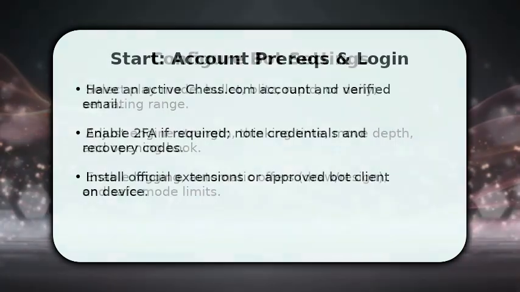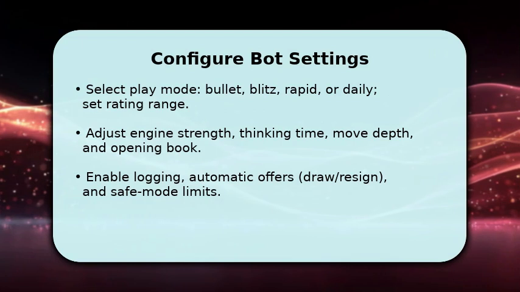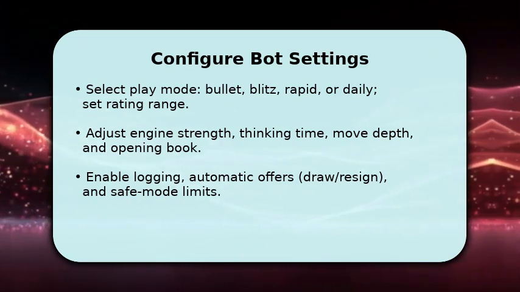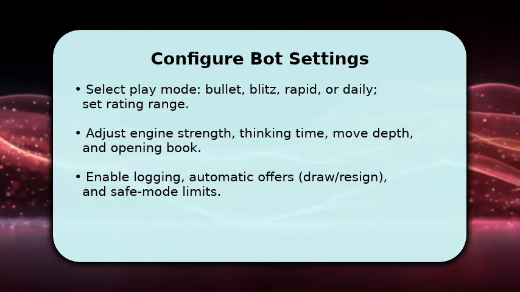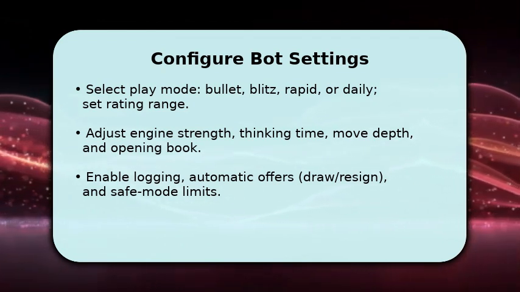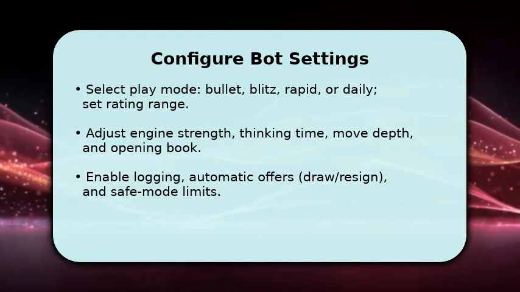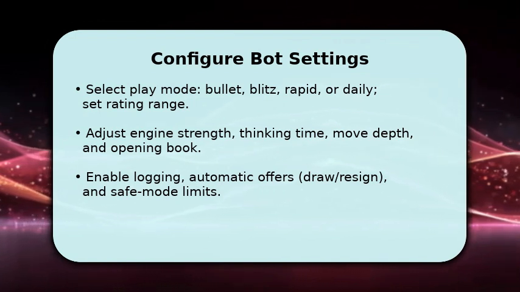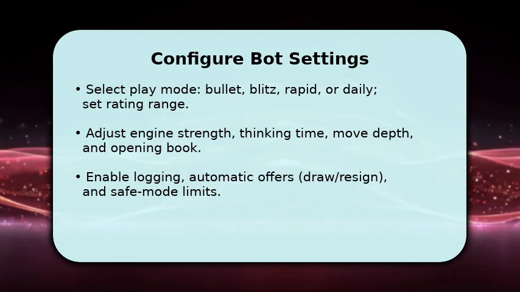You now configure how the bot plays and why each choice matters. Choose the play mode and opponent rating range to match expected challenges. Harder settings avoid unfair advantages. Set engine strength, thinking time, and move depth to control speed versus accuracy. Enable an opening book for natural play and logging to review decisions later. Once configured, set safe mode limits and automatic offers so the bot follows fair play norms and reduces account risk.